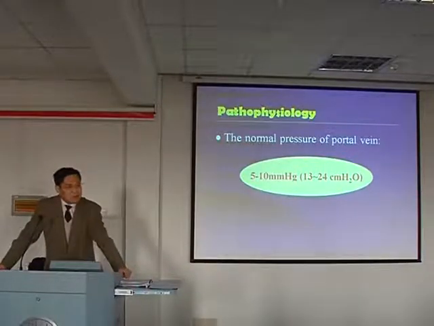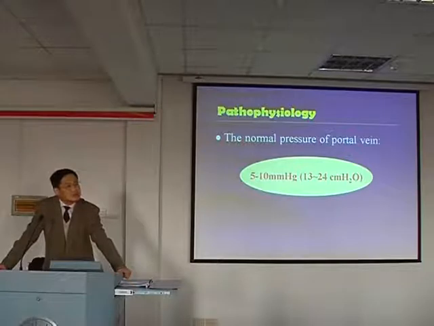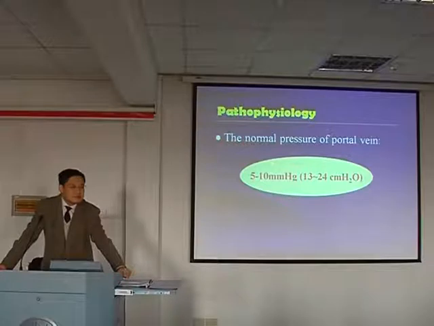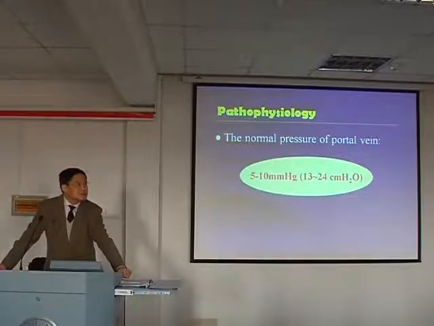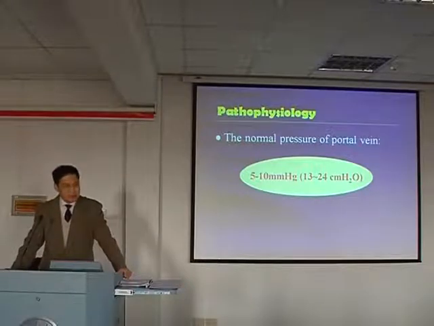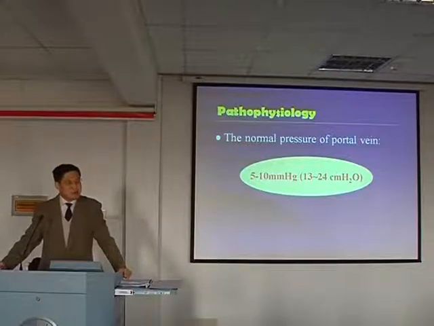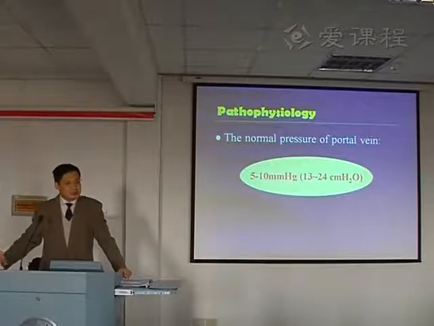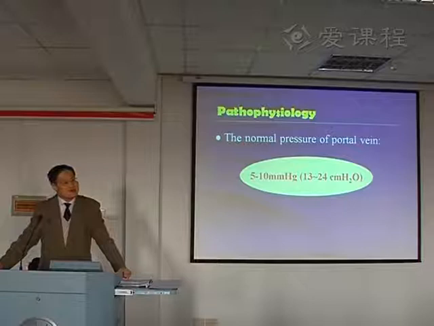The normal pressure of the portal vein is about 5 to 10 mmHg, or 13 to 24 cm H2O. So more than 12 mmHg defines portal hypertension.